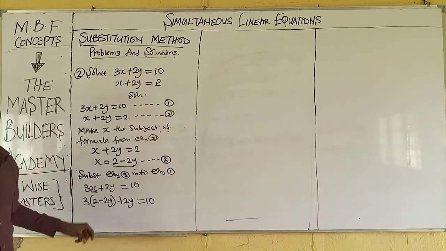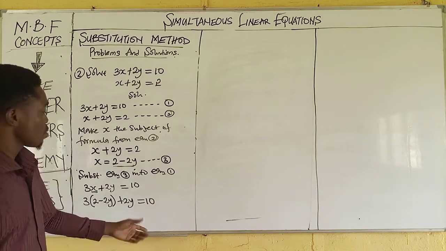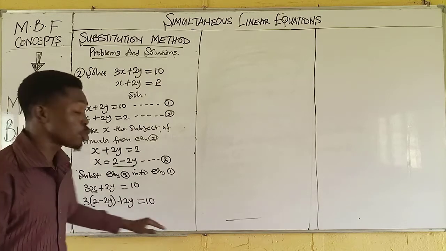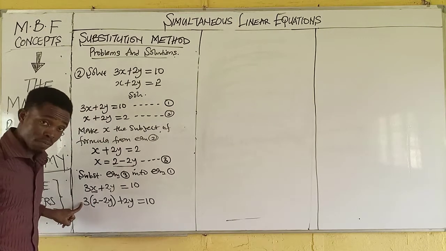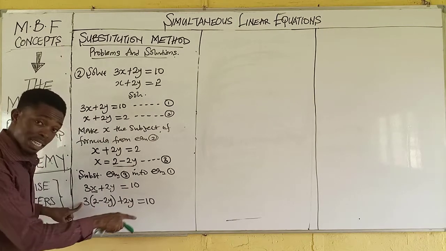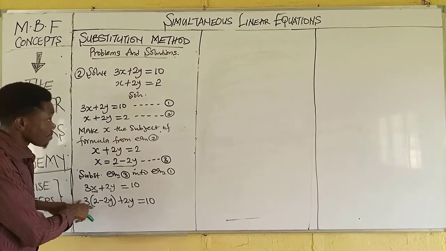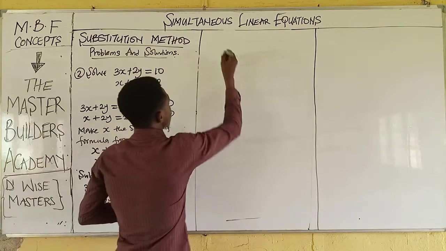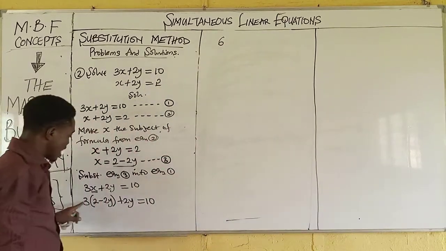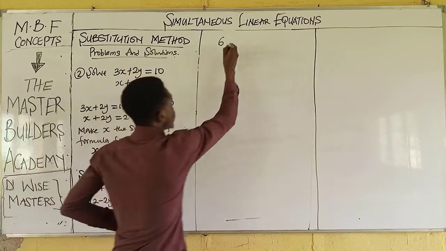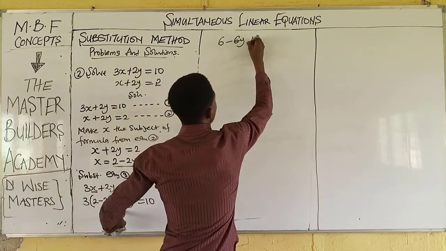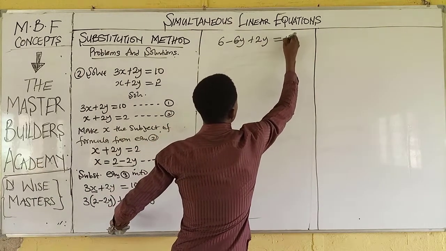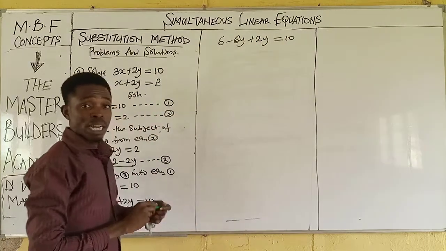At this point now, you see that we have an equation with brackets. And how do we solve an equation with brackets? All we simply do is to remove the bracket. So to remove the bracket, we are going to quickly use this multiplication factor to multiply all the terms inside the bracket. So 3 times 2 will give us 6. Now 3 times minus 2y will give us minus 6y. Then plus this 2y is equal to 10. It's as simple as this.